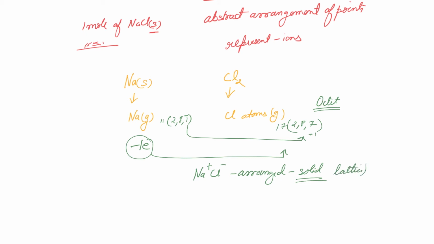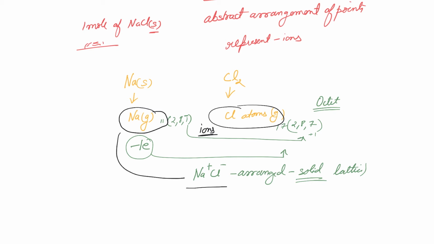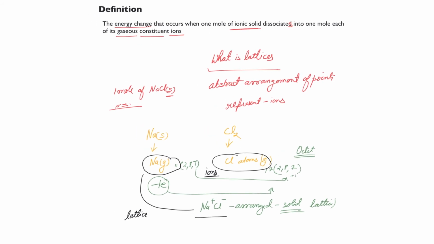Now the energy associated with the transformation of gaseous sodium and chlorine ions, remember, gaseous ions, to solid sodium chloride, that is lattice energy. Now let us be very clear, we are talking about the transformation of ions into the solid here. Now why should there be a change? You have to understand.